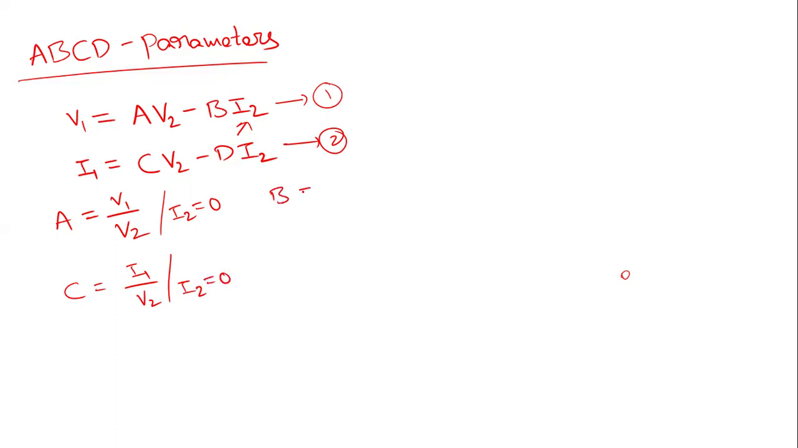What is B? B is minus V1 by I2. If you make V2 as 0, what will we get? V1 is minus B I2. So B is minus V1 by I2 with V2 0. Similarly, what is D? If you put V2 as 0, we get I1 equal to minus D I2. So D is minus I1 by I2 with voltage V2 0.